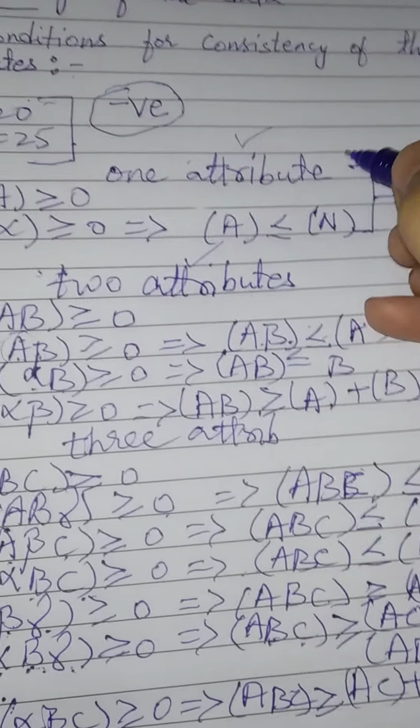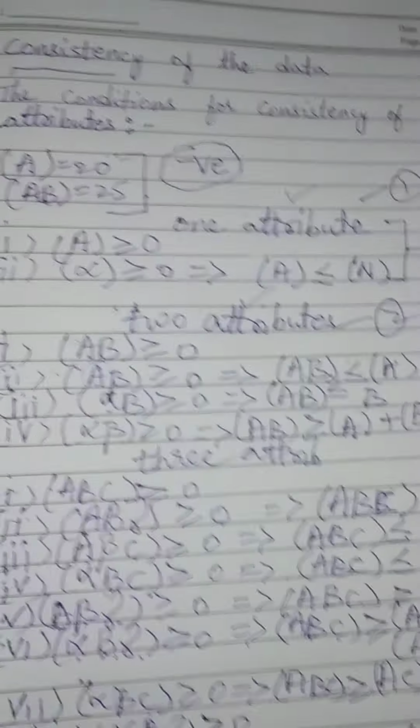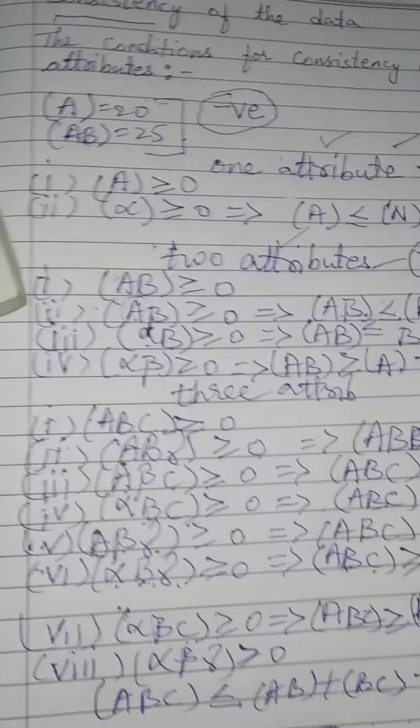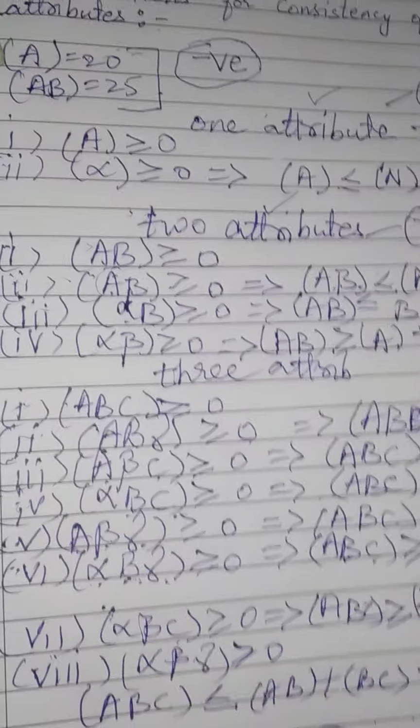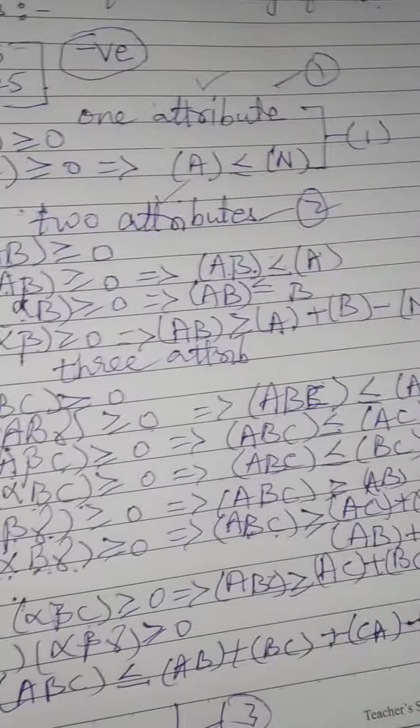The first one for 1 attribute, second one for 2 attributes, the third one is for 3 attributes, students. So after that, students, this is what the answer is.